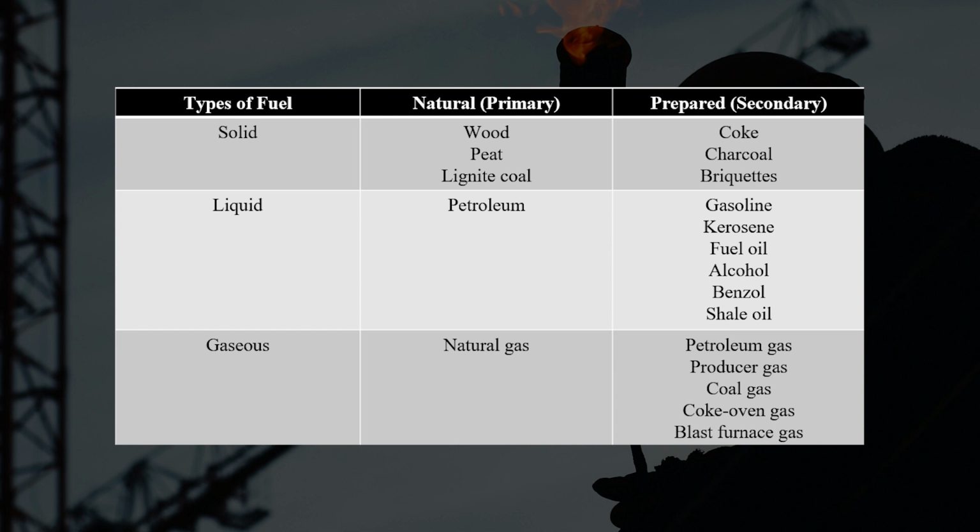Gaseous: we have natural gases, which are the primary fuel source, and using these natural gases we can produce secondary fuel like petroleum gas, producer gas, coal gas, coke oven gas and blast furnace gas etc. Now, we will discuss the types of power plant. Various types of power plants.